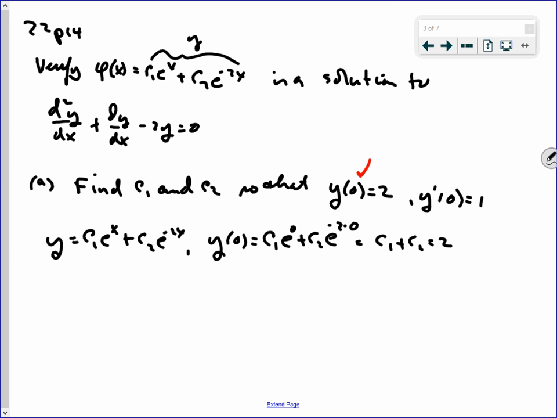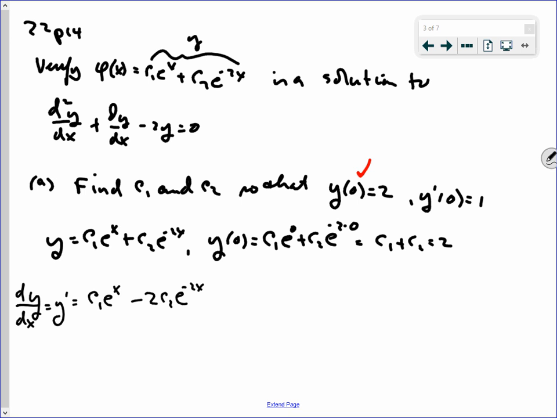See, things look a little better here. So we need y prime. Taking the derivative of y, the derivative of e to the x is just e to the x, so this is c1 e to the x. The derivative of e to the negative 2x is negative 2 e to the negative 2x, so this is minus 2 c2 e to the minus 2x.